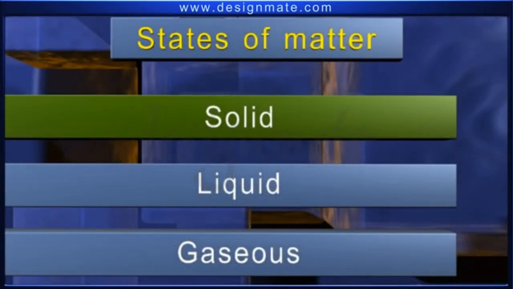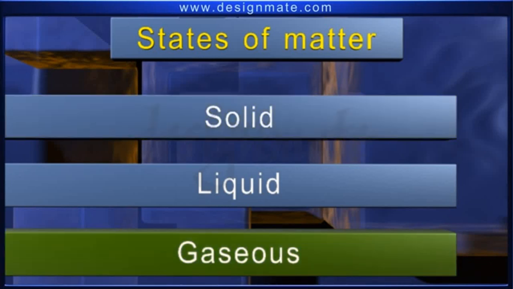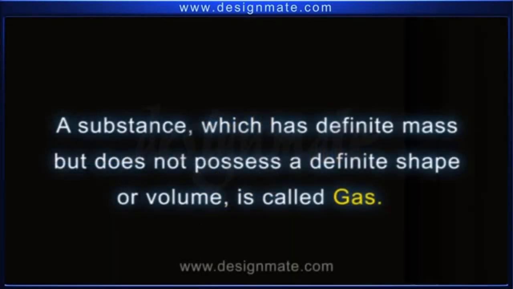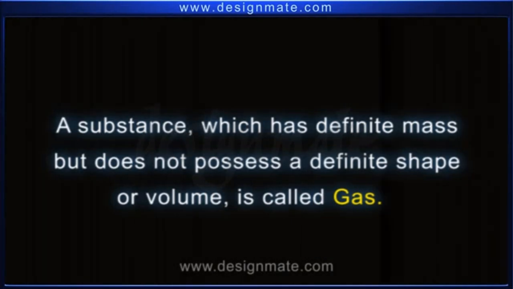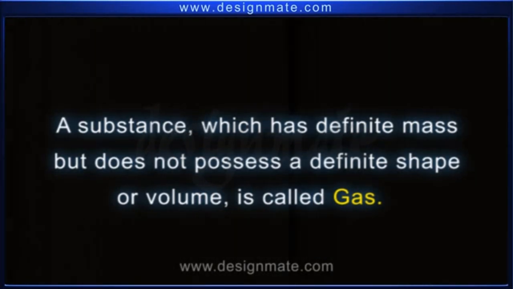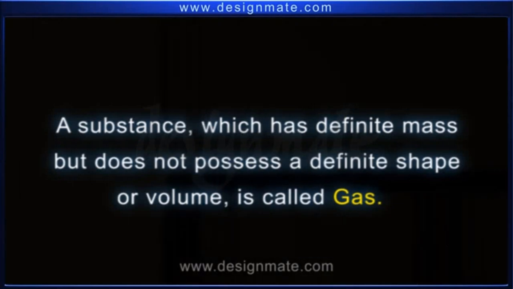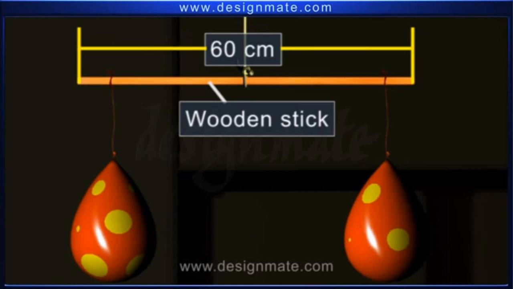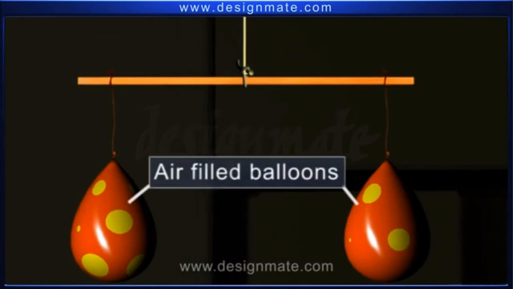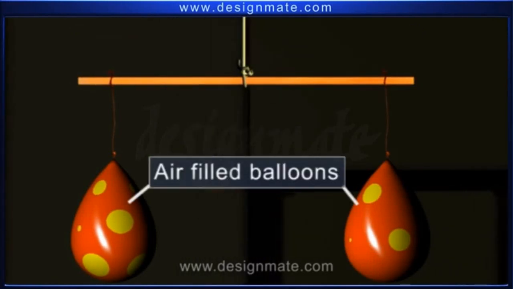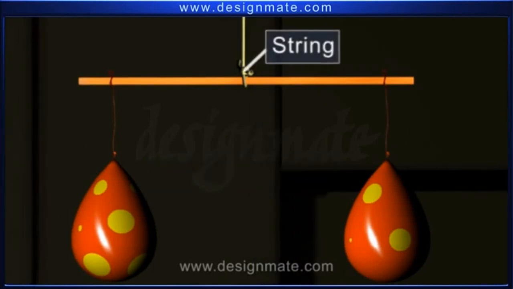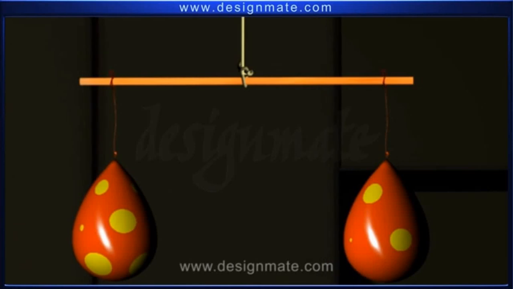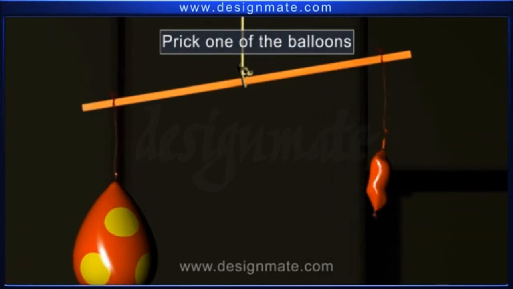Now, let us see the various properties of the gaseous state of matter. A substance which has a definite mass but does not possess a definite shape or volume is called a gas. Take a wooden stick about 60 centimeters in length. Tie air-filled balloons, one to each end of the wooden stick. Attach a small string at the center of the stick in order to balance the balloons. Prick one of the balloons with a pin.